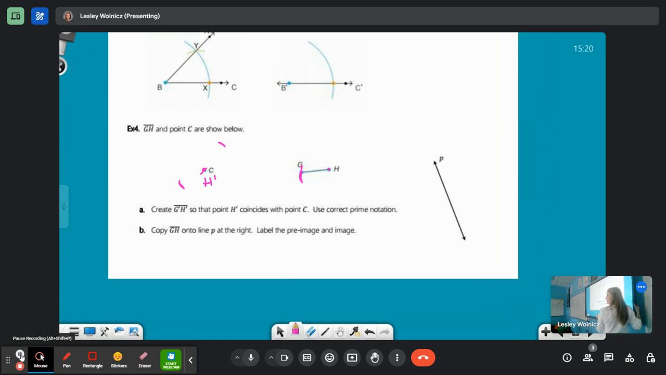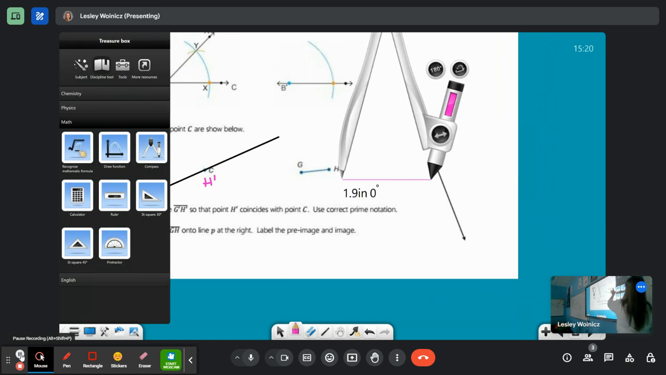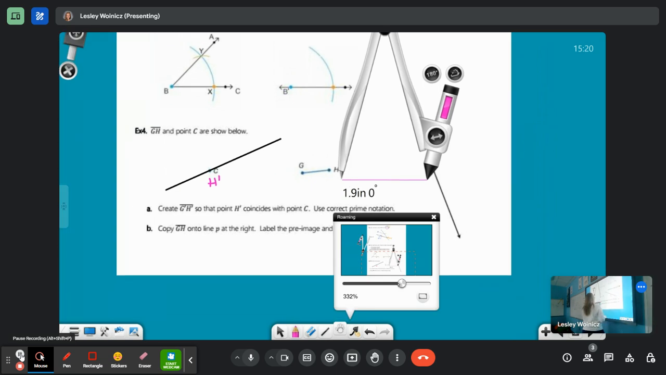Understand what it's asking? You're okay. Nope. Well, okay. Thank you for telling me. I guess that's why I put it on here. H prime. So our auxiliary line has to go through point C. And then how do I copy this cute little segment GH? What do I need? Yes, with my compass. That part we got.